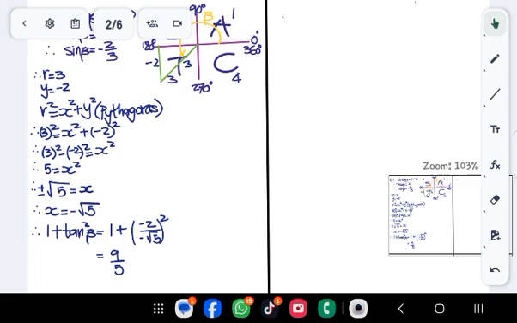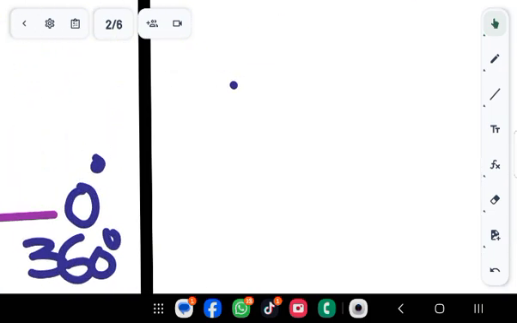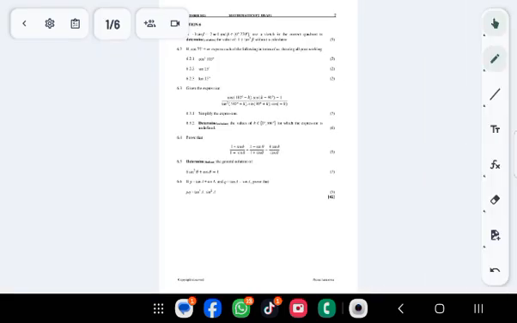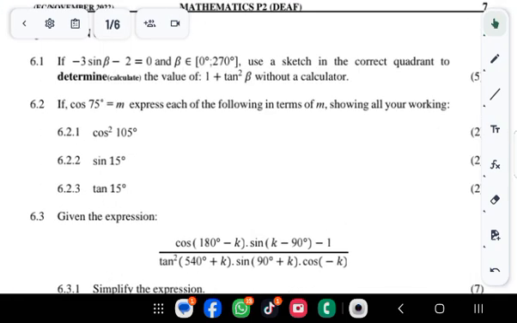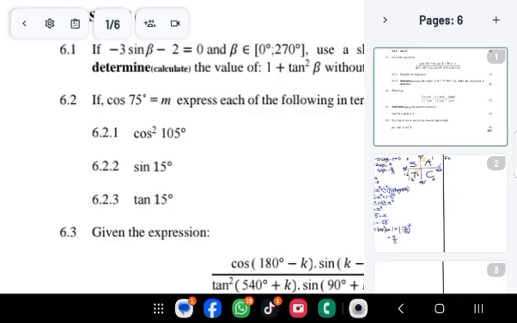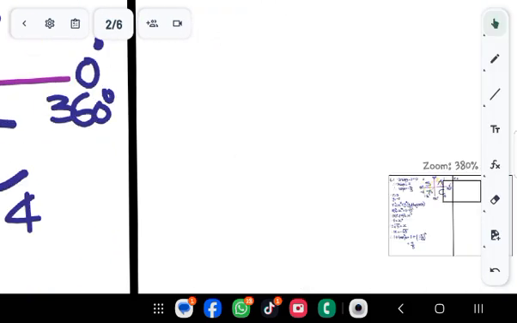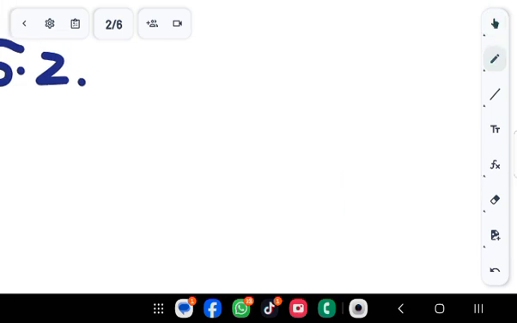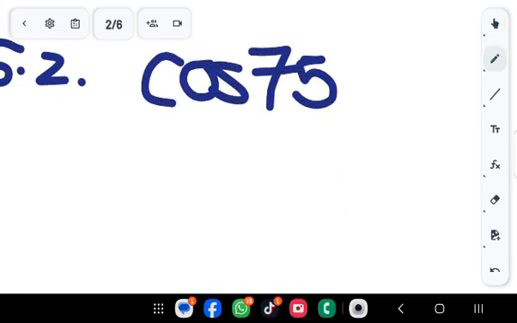Next question, 6.2. 6.2 goes, if cos of 75 degrees equals m, express each of the following in terms of m, showing all your working. Now this type of question can get a bit tricky, but this is the tip that you need to know. Once you figure out how all of them are connected to your cos, it makes it very easy. Now you use all the information you can use, and that includes the square identity, and I'm going to show you exactly what we are talking about.